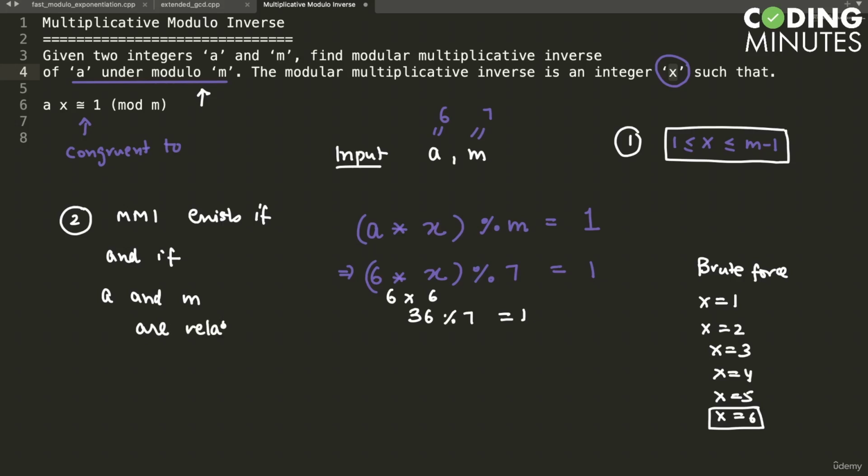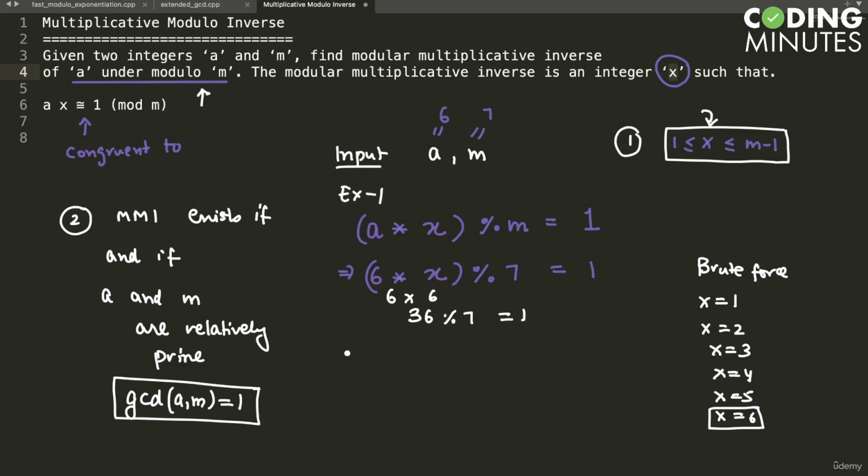If a and m are relatively prime, which effectively means the GCD of a and m should be equal to 1. So these are the two conditions. This is basically a condition, and this is, you can say, a fact. The value of the multiplicative modulo inverse should be in the range 1 to m minus 1. Okay, let me give you another example. This was example 1. Let's see another example.